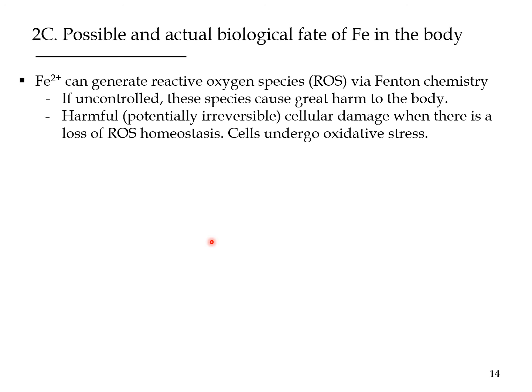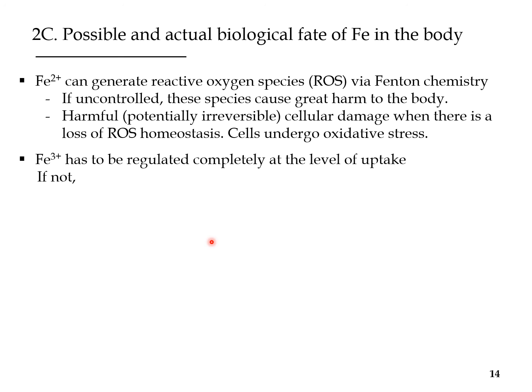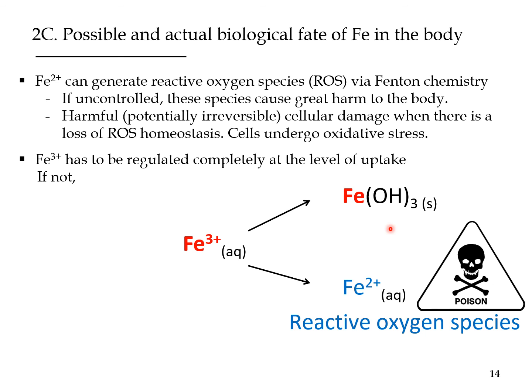So apoptosis is a programmed cell death, right? But you don't want this to be something that gets triggered in an uncontrolled manner. Iron 3+, therefore, when it's generated, has to be regulated completely at the level of uptake. Because if it's not, what you'll get is that precipitation event forming iron hydroxide, again virtually irreversible, so then that iron would no longer be functional or available, or it can very easily be reduced by reducing agents within the blood environment. There is a significant concentration of them in the bloodstream, so that iron gets reduced from iron 3+ to iron 2+, and then you have your uncontrolled reactive oxygen species.